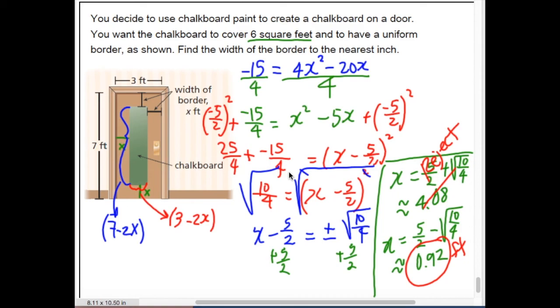Now notice the question asks you find the width of the border to the nearest inch. We need to convert. So we have 0.92 feet. We're going to convert that, and per feet there are 12 inches. So we need to multiply by 12, which we will get 11.04 inches. So the width of the border should be about 11 inches.